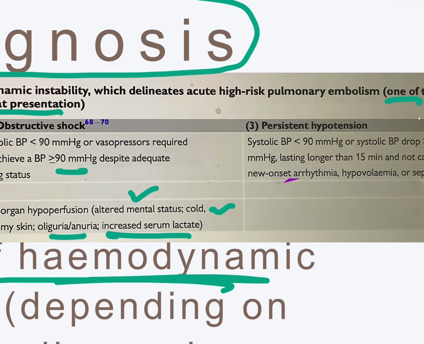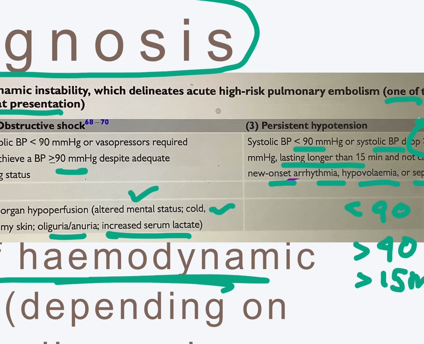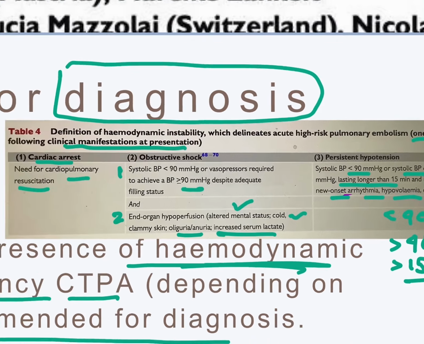Or persistent hypotension, systolic blood pressure below 90 or a systolic blood pressure drop of more than 40 mmHg, lasting for more than 15 minutes and not caused by new-onset arrhythmia, hypovolemia or sepsis. So systolic less than 90, or a drop of more than 40, for more than 15 minutes is hemodynamic instability.